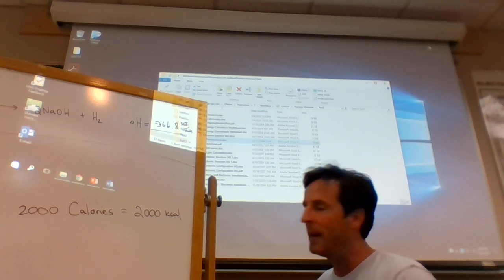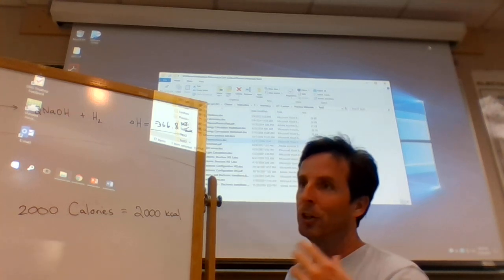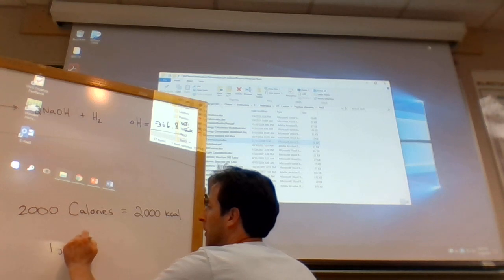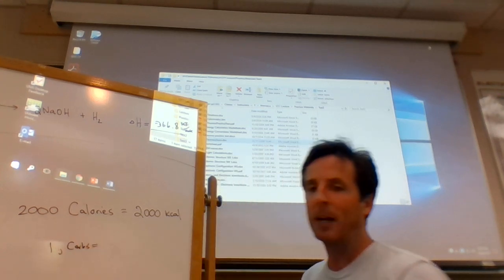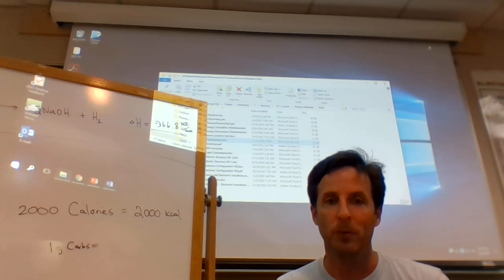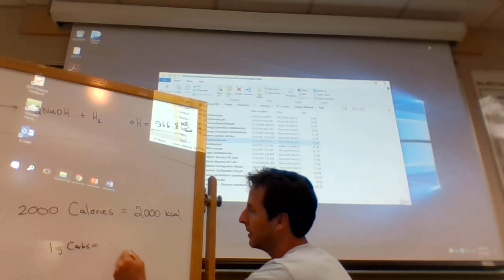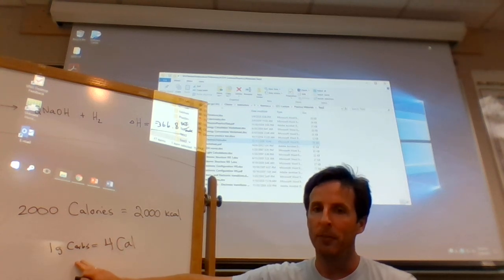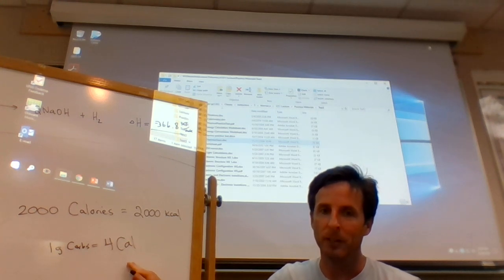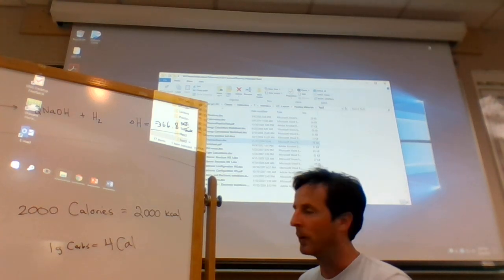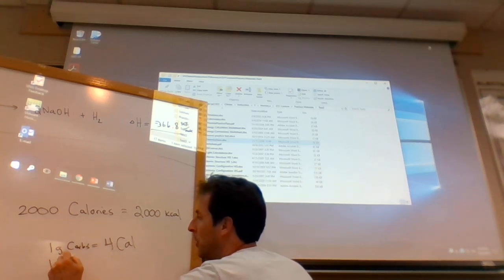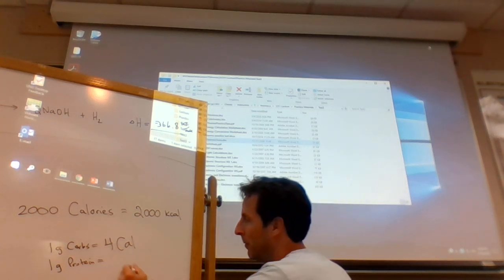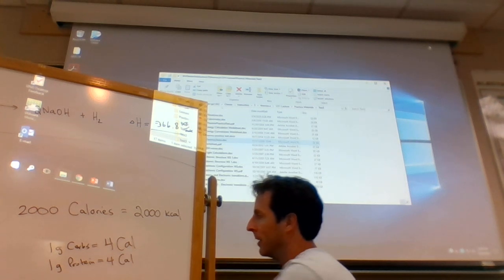All right, now, a nutritional calorie, if we eat 1 gram of carbohydrates, 1 gram of carbs, we get a specific amount of energy from that. It's called the fuel value. And the fuel value for carbohydrates is 4 nutritional calories. So 1 gram of carbohydrates is going to give you 4 calories of energy that your body can use to do work. Okay? Now, if I eat 1 gram of protein, I will actually get about the same amount of energy, 4 nutritional calories.